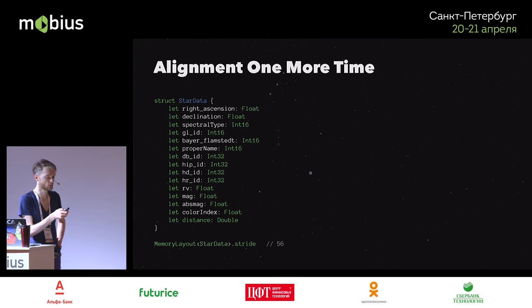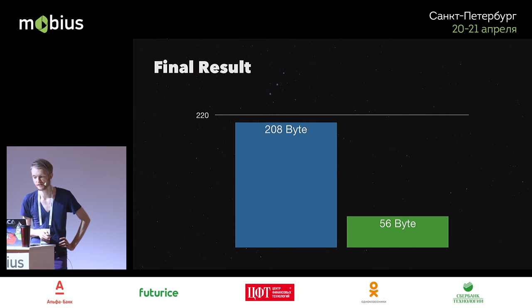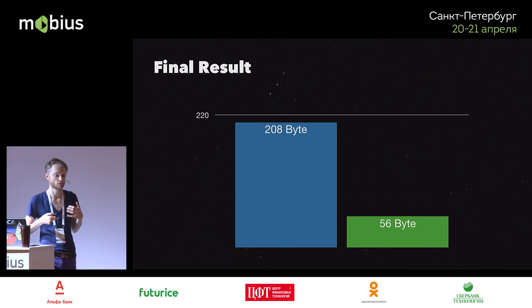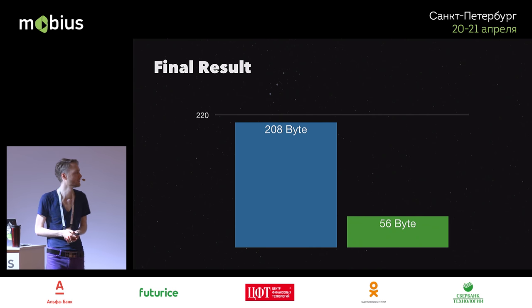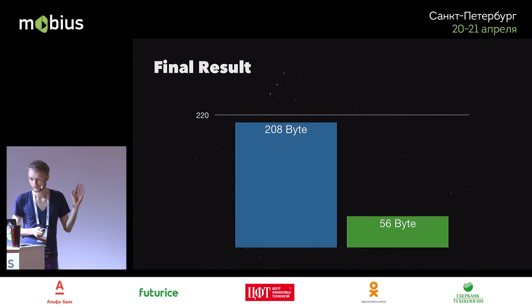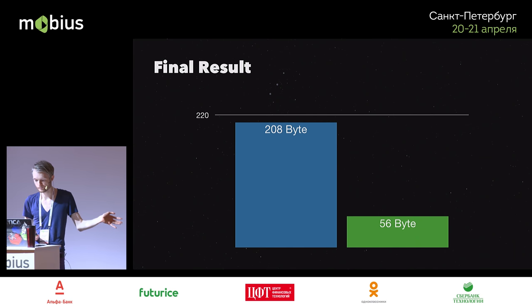And if we look at the overall winnings from this lecture now, we see we started with 208 bytes per entry, and we went down to 56 bytes per entry. So if we think about those 500 megabytes we had, we went down from 500 megabytes to 130 megabytes, roughly. And I think that's great, because for our problem that means that we can have it on a normal iPhone, where before we had problems. So that's for this example.